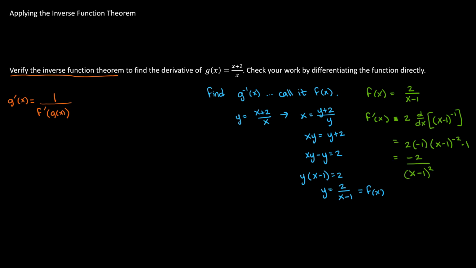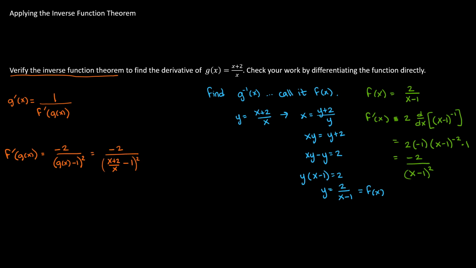So we're able to find the derivative of f, which is the inverse to the function g. We need to use that in our inverse function theorem. So let's build the denominator for that theorem. Let's find f prime with g plugged in. We know f prime is -2 divided by (x - 1)², but if we plug g in, it becomes -2 divided by (g - 1)².